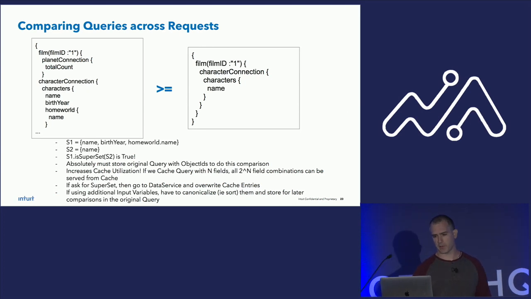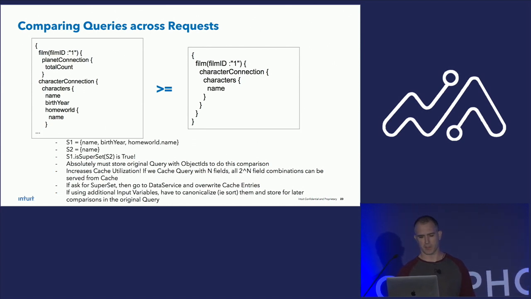Okay, comparing queries across requests. So how does this work? Going back to the Star Wars API, vanilla version. We ask for our big chunk of data. We say for A New Hope, I want planets and characters and whatever. And then we just ask, I just want the characters.